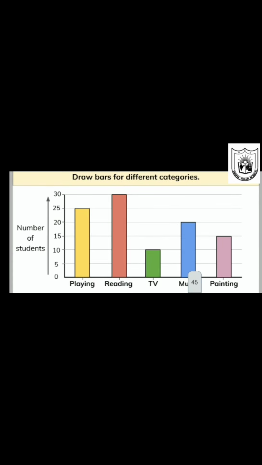Step 4: Draw bars for different categories. Playing, 25 students like. Reading, 30 students like. TV, 10 students. Listening to music, 20 students like. And painting, how many likes? 15 students like it. So like this you have to draw a horizontal line also, which will tell you exactly. If you draw a straight line, it will tell you the accurate number of likes for playing and all.